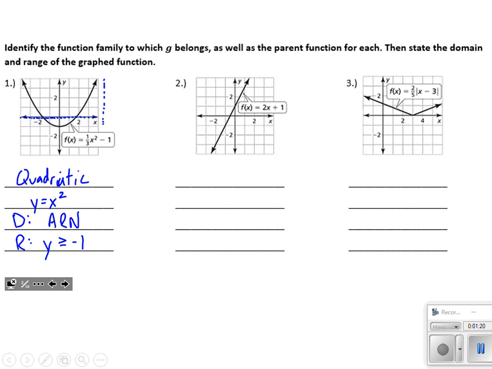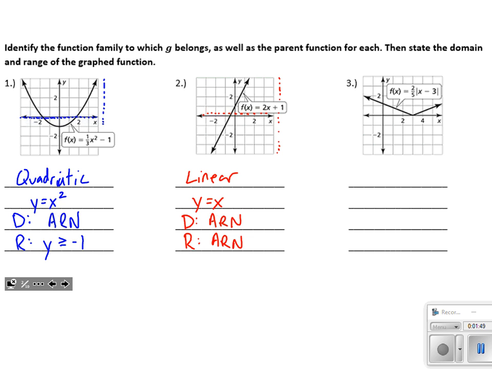For the second one, here we are dealing with a linear function, so it's part of the linear family. The parent function there is simply y equals x. Domain: eventually that line is going to hit every single x value, so all real numbers for our x. And for the range, it's still going to extend all the way bottom to top, hitting every y value. Also, all real numbers are in that range.